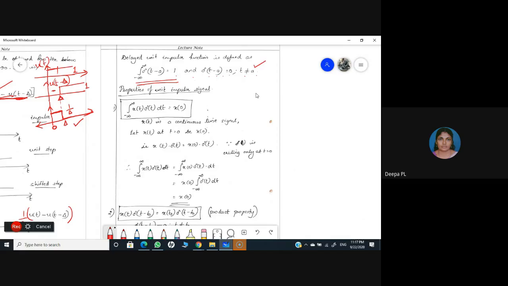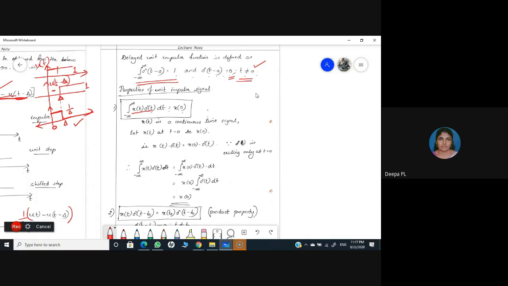It is having non-zero amplitude only for t equal to a. For all other values of t, the amplitude is equal to 0. The first property is this: if you multiply a signal x of t with del of t, and take the area under the curve of that product, then that will be equal to x of 0.